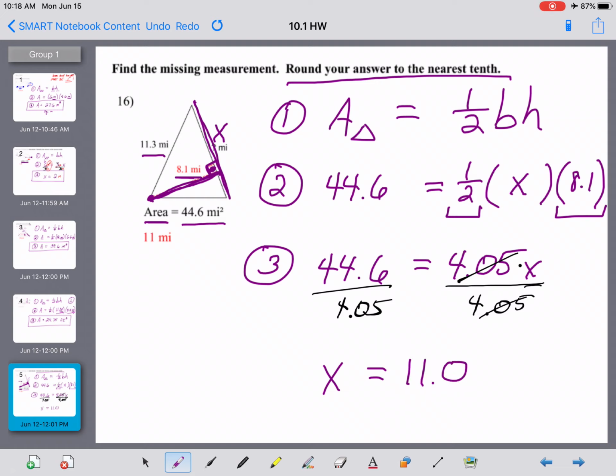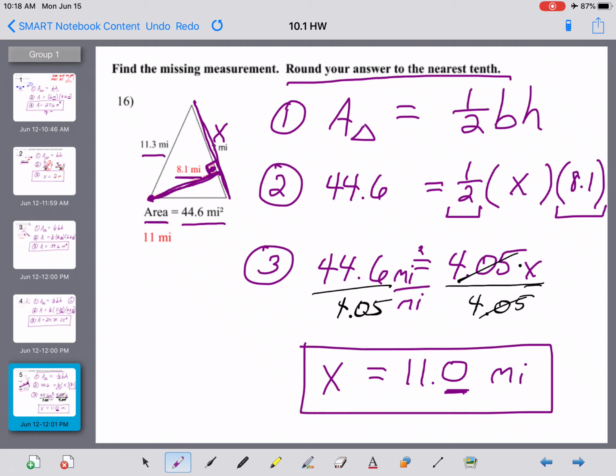Remember, guys, when rounding to the nearest tenth, even if that tenths place is a 0, you have to include it. You don't just write it as 11. And what we did there, everybody, was we took square miles divided by linear miles, and that gets us just plain old miles. So, wow, we're talking about a pretty big triangle here.